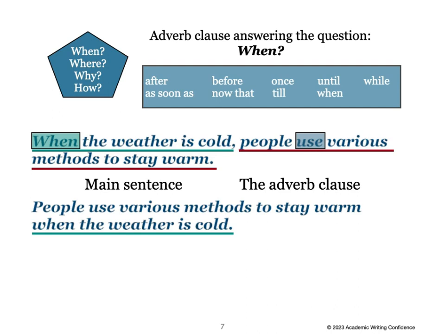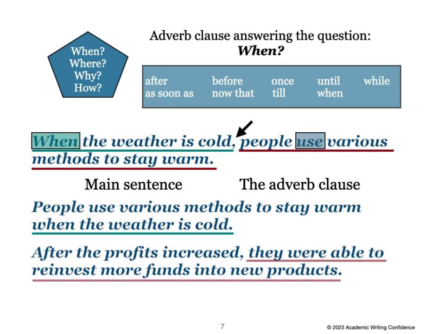But as you can see, there's no comma needed for the second sentence because the adverb clause is at the end of the sentence. Here's another example. After the profits increased, they were able to reinvest more funds into new products. The main sentence is, they were able to reinvest more funds into new products. When were they able to reinvest? After the profits increased. The conjunction used here is the word after.